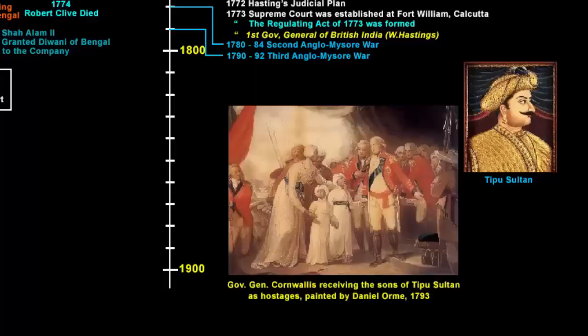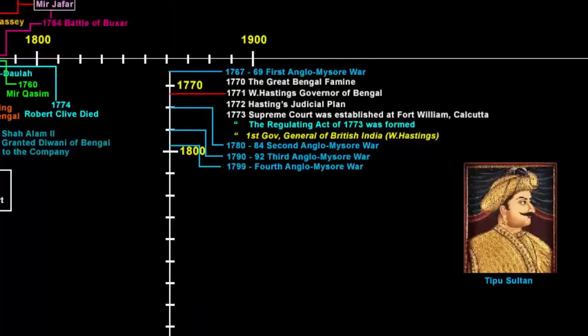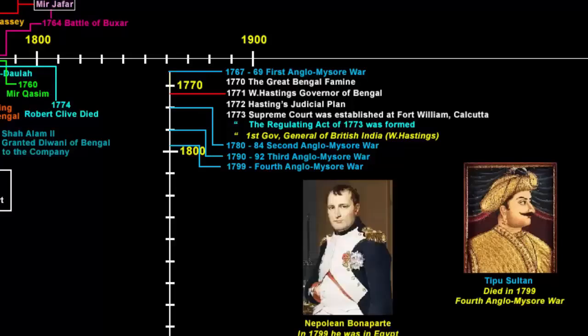In this picture, you can see how British took away 2 of Tipu Sultan's sons as hostage. The fourth and the last Anglo-Mysore War was fought in 1799. In this, Tipu Sultan died because the East India Company saw the alliance of Mysore and the French as a threat. Napoleon Bonaparte was a French military leader. He was posted in Egypt during 1799, and even the British had a presence in Egypt.